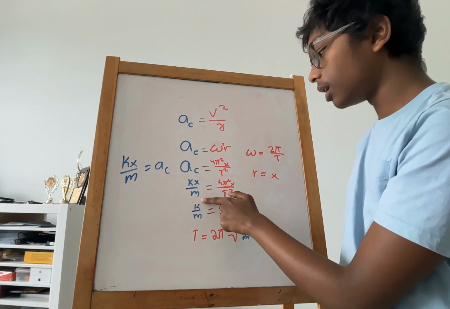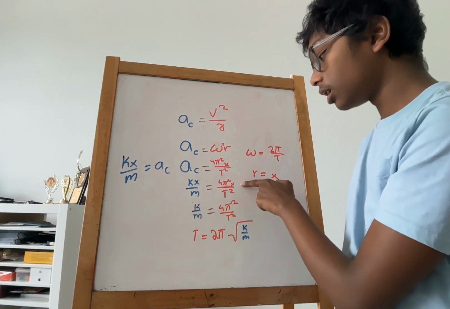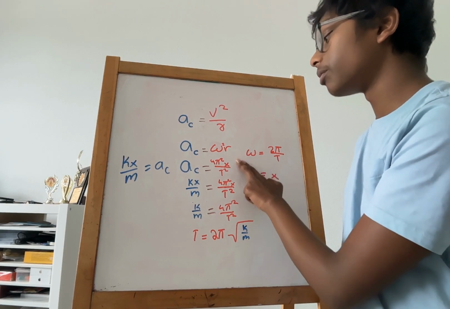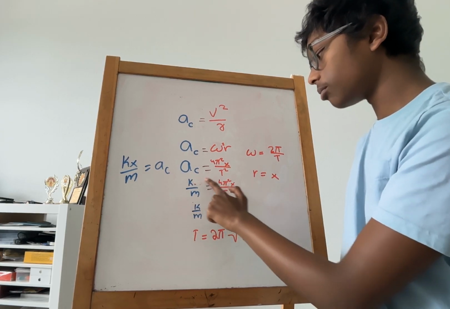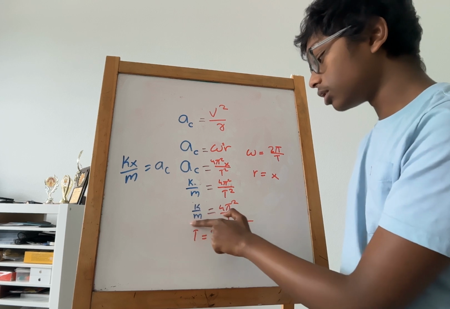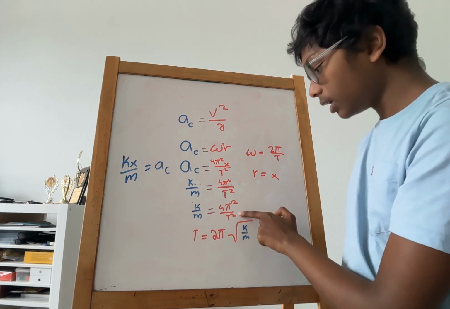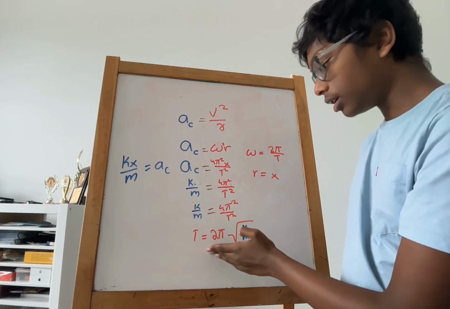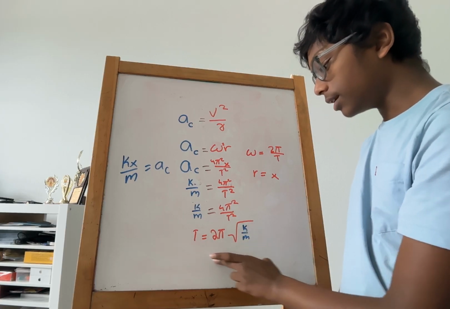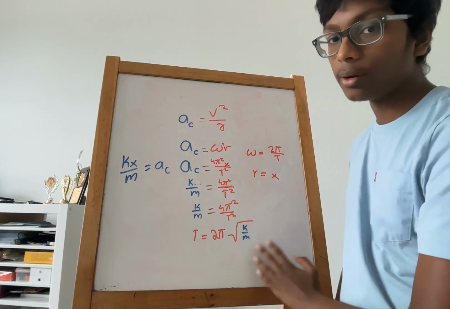That's basically it. And now you have kx divided by m over here, and equal that to whatever we got earlier. Now we can cancel x on both sides, which leaves us with this equation. And this equation can be further simplified, and isolating T would give us this final period equation that we see earlier.